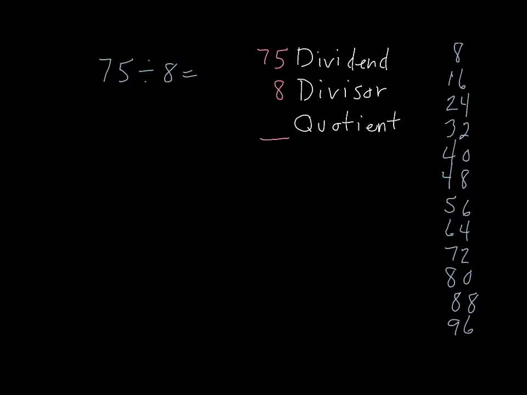Okay, so let's go ahead and work this out, and you'll see how it works. So we start with our little house. Now our dividend goes inside the little house. Alright? That means that the divisor has to go outside the house, and our quotient, our answer, is going to end up here. Alright?